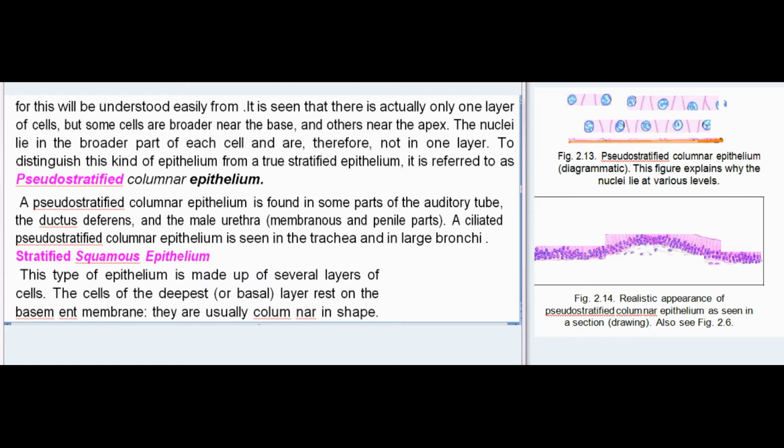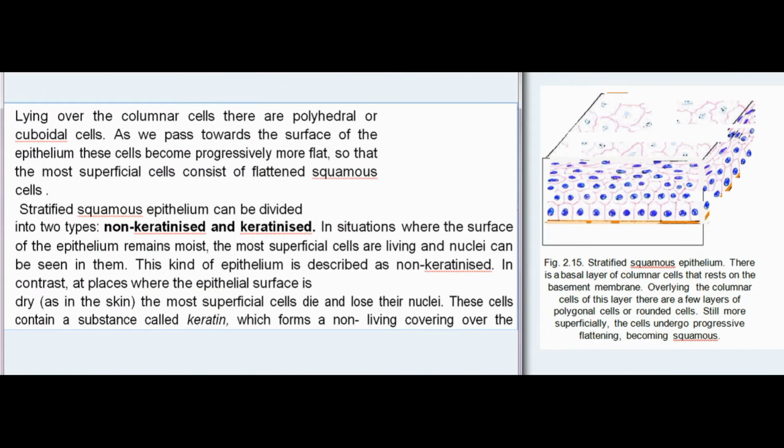Stratified squamous epithelium. This type of epithelium is made up of several layers of cells. The cells of the deepest, or basal, layer rest on the basement membrane. They are usually columnar in shape. Lying over the columnar cells there are polyhedral or cuboidal cells. As we pass towards the surface of the epithelium these cells become progressively more flat, so that the most superficial cells consist of flattened squamous cells.